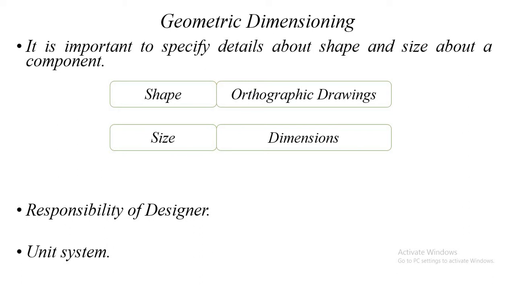Geometric dimensioning. It is important to specify details about the shape and size of a component. Shape is specified by orthographic drawings and size is specified by dimensions. It is the responsibility of the designer to communicate his or her intent clearly by specifying appropriate dimensions, tolerances in the drawing before his or her team. The team may comprise of manufacturers, machinists, metallurgists, quality control engineers, suppliers, etc.